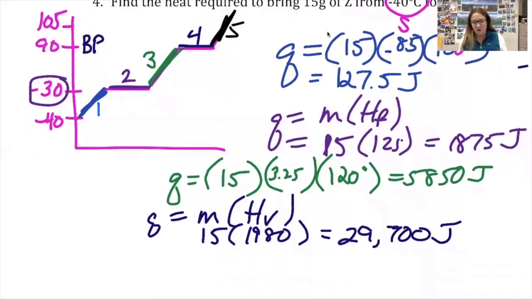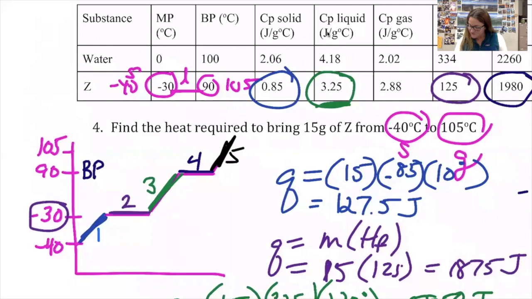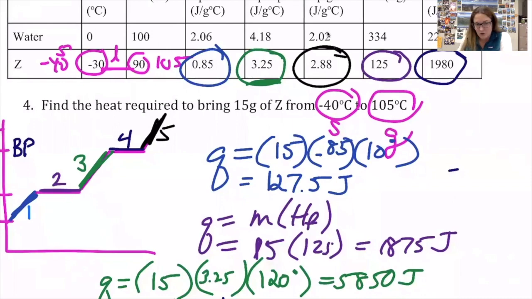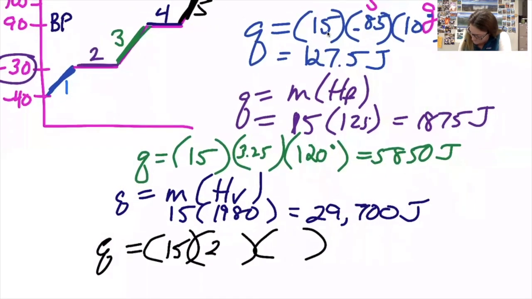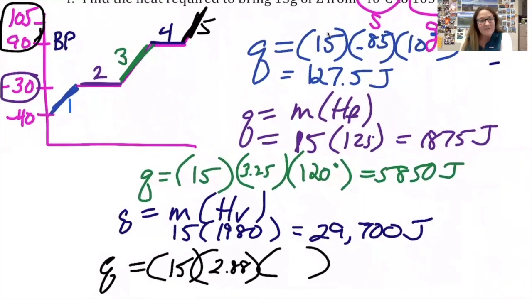temperature. Anytime we're on a slope, we're changing temperature, which means we're doing Q equals mass times specific heat times change in temperature. Mass is still 15. The specific heat, I'm now in a gaseous phase. So I'm going to use this value of 2.88. My temperature change for this phase is from 90 to 105, which is a temperature change of 15 degrees. 15 times 2.88 times 15 gives me 648 joules.